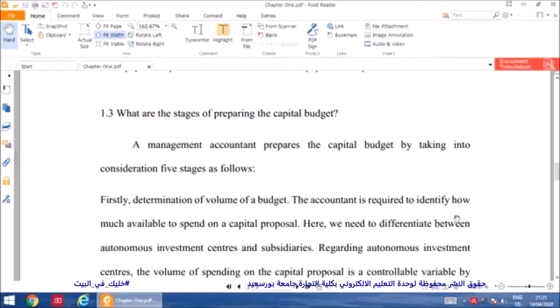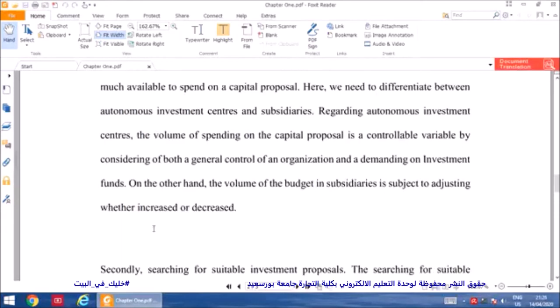The accountant is required to identify how much is available to spend on a capital proposal. Here we need to differentiate between autonomous investment centers and subsidiaries. Regarding autonomous investment centers, the volume of spending on the capital proposal is a controllable variable, considering both the general control of the organization and the demand on investment funds. On the other hand, the volume of the budget in subsidiaries is subject to adjustment, to increase or to decrease.